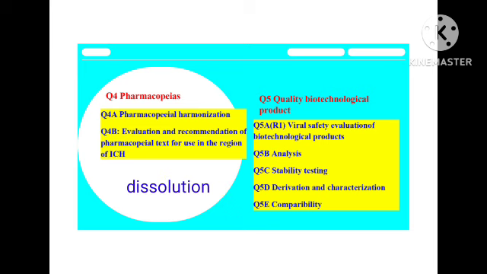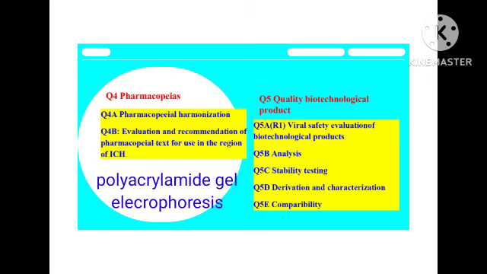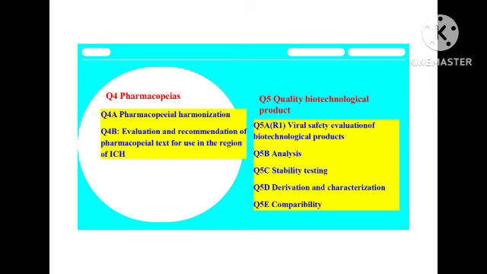Q4B Annex 8R1 is dedicated to the sterility test general chapter. Q4B Annex 9R1 is dedicated to the tablet friability general chapter. Q4B Annex 10R1 is dedicated to the polyacrylamide gel electrophoresis general chapter. Q4B Annex 11 is dedicated to the capillary electrophoresis general chapter. Q4B Annex 12 is the analytical sieving general chapter.